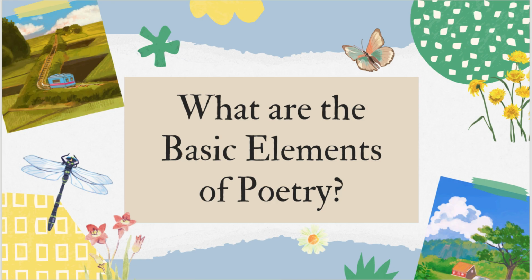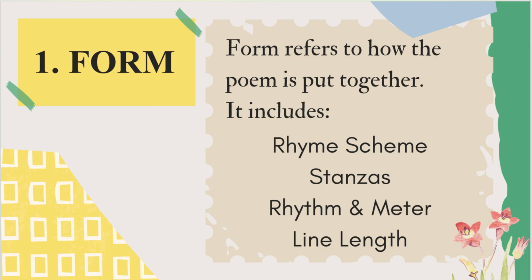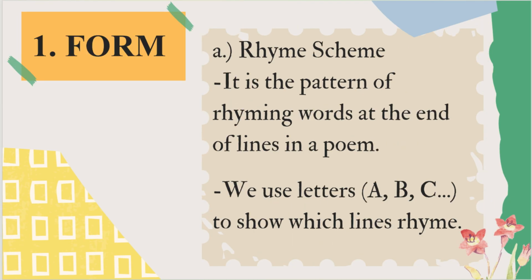So what are the basic elements of poetry? Number 1 is form. Form refers to how the poem is put together. It includes rhyme scheme, stanzas, rhythm and meter, and line length. One part of form is the rhyme scheme. It is the pattern of rhyming words at the end of lines in a poem. We use letters A, B, C to show which lines rhyme.